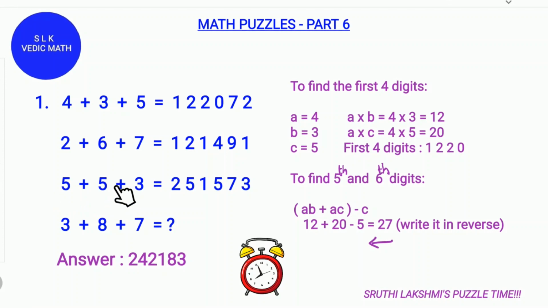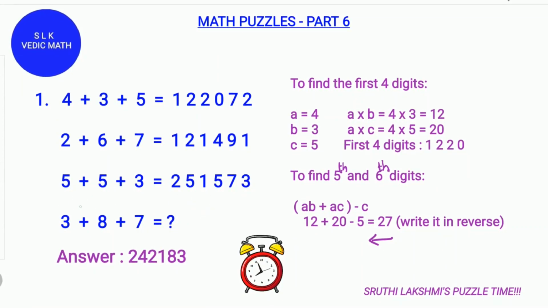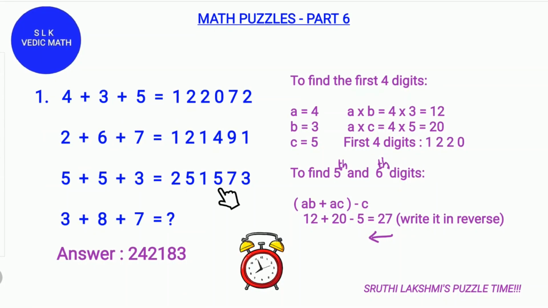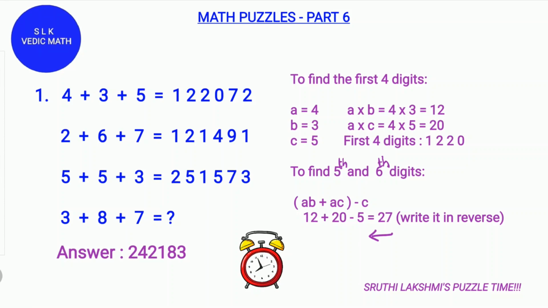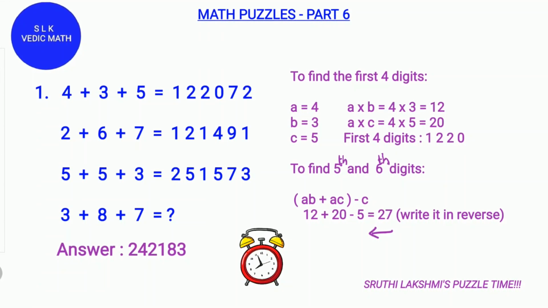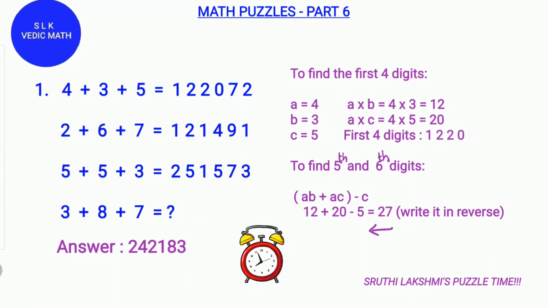For 5 plus 5 plus 3, we do 5 times 5, which is 25, and 5 times 3, which is 15. We add 25 plus 15, which is 40. And we subtract 3 from 40, which is 37. And we write 37 in reverse, which is 73.